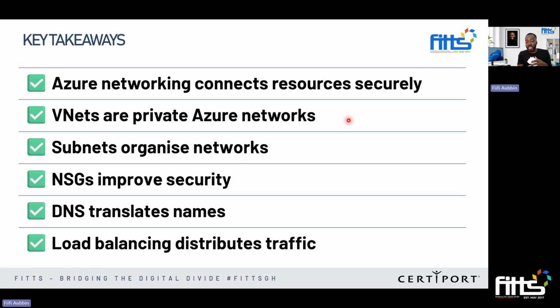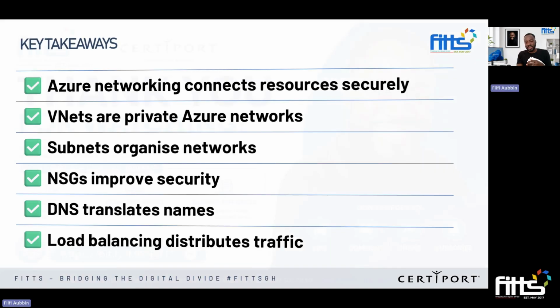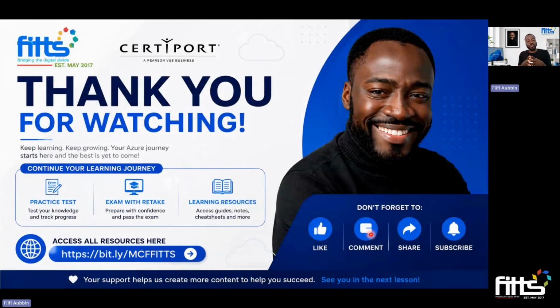So what are the key takeaways here? We looked at how Azure networking connects resources securely. VNets are private Azure networks. Subnets organize networks. NSGs improve security, and DNS translates names. Then we've got load balancers, which distribute traffic.